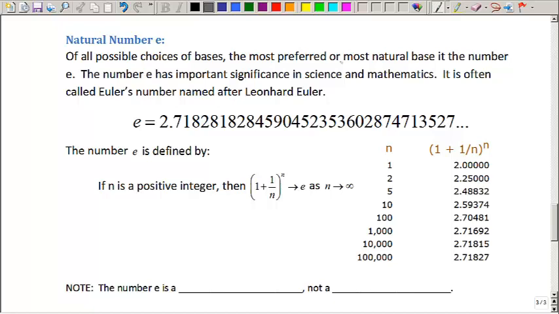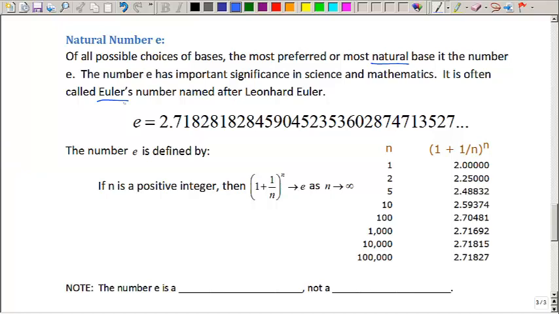Now, in studying exponential functions, it's important that we talk about the number e, which is called the natural number e. Of all possible choices of bases, the most preferred, or the most natural base, is the number e. The number e has important significance in science and mathematics, and is often called Euler's number. This is not pronounced "Euler," like a ruler with an e. It's pronounced "Oiler," like the football team.